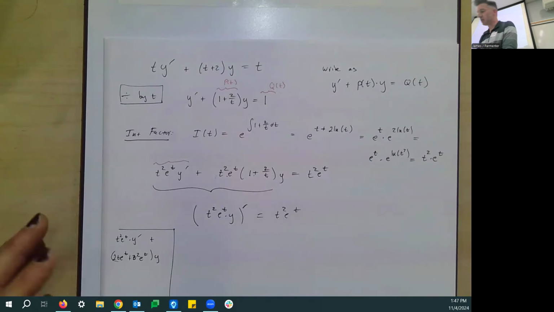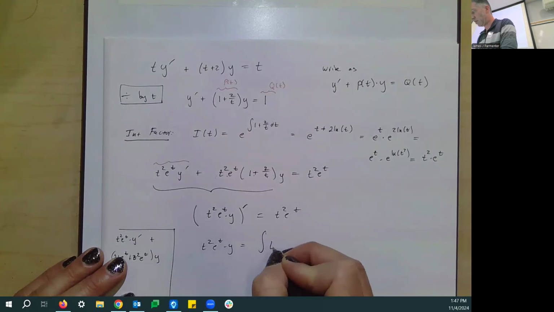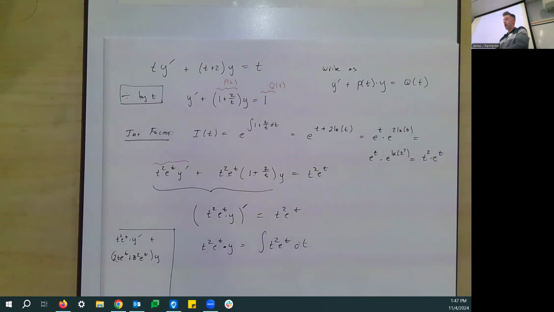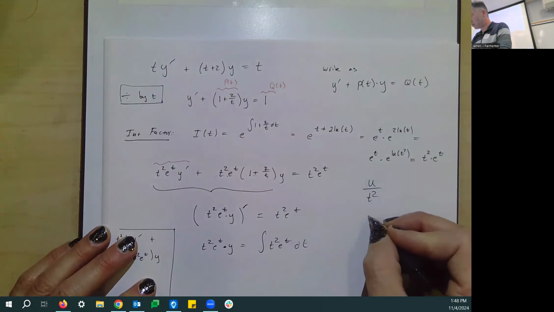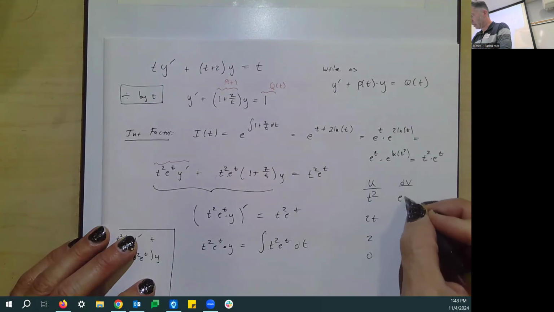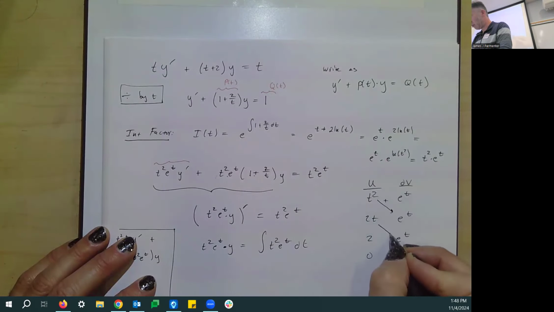We integrate both sides. We get t squared e to the t times y equal to the integral of t squared e to the t, that is times t. And then we're going to integrate the right-hand side using integration by parts. Let's use tabular integration. Our u would be t squared. The derivatives are 2t, 2 and 0. Our dv would be e to the t, and all its antiderivatives are also e to the t. How nice, lucky us. So it's plus t squared e to the t minus 2t e to the t plus 2 e to the t.